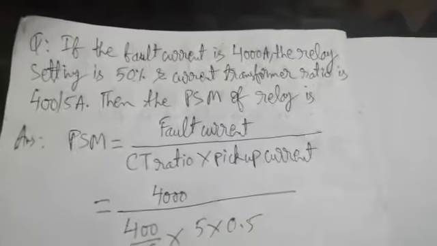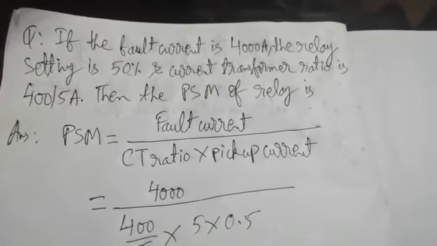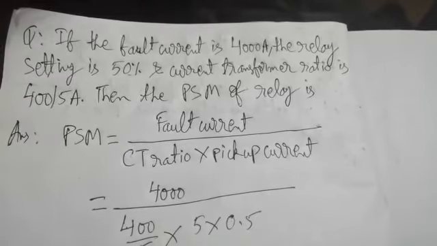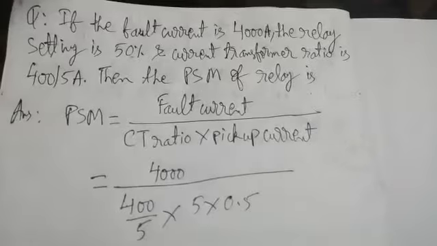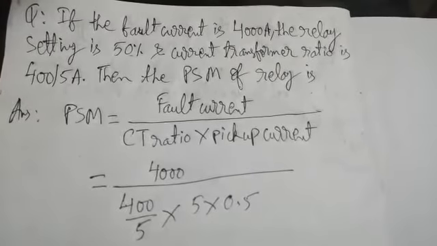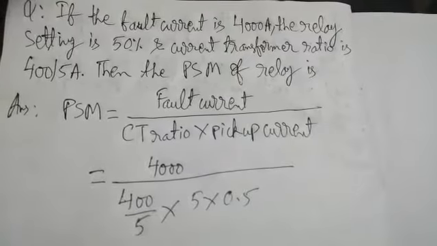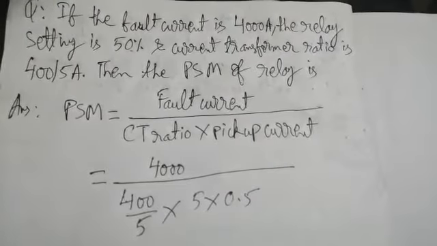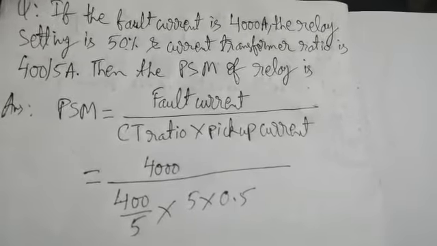We know that plug setting multiplier is nothing but the ratio of the fault current to the product of the CT ratio and pickup current. Fault current is given as 4000 amperes, so put it in the numerator, divided by the CT ratio. CT ratio is given as 400 divided by 5, so place that here, 400 divided by 5 into pickup current.